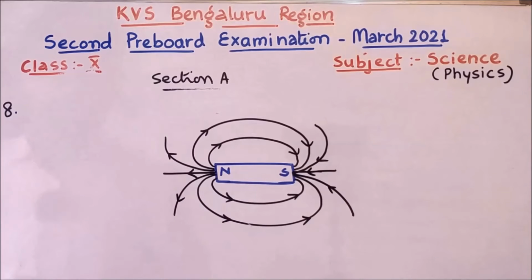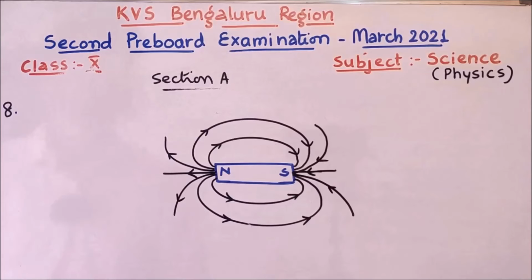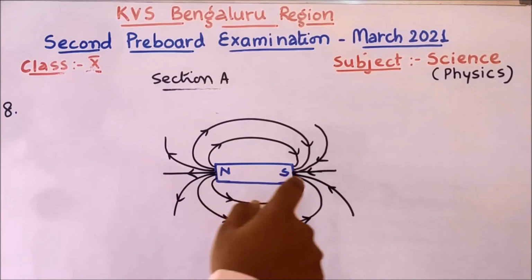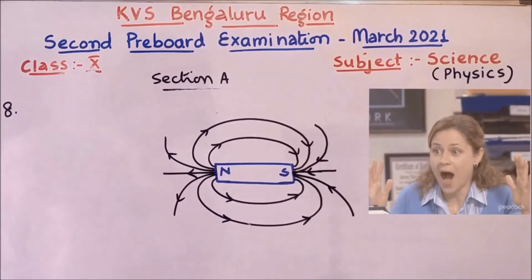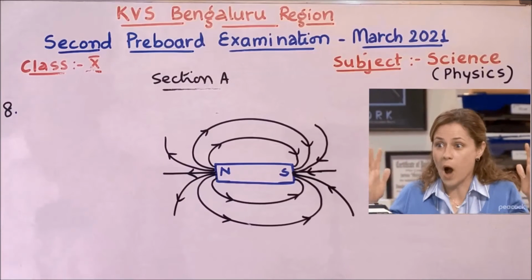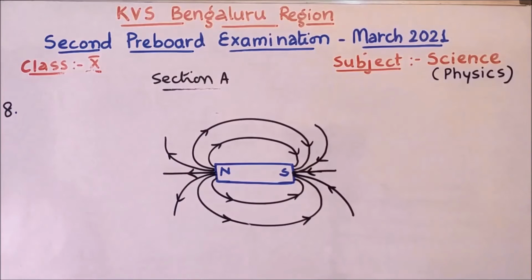The magnetic field lines are closer near the poles. It indicates it's a strong magnetic field. Be that north pole or south pole, magnetic field lines are closer to each other. So if you draw like this, it looks neat and it gives a better impression on the examiner. So I hope you understood. Let's go to the next question.